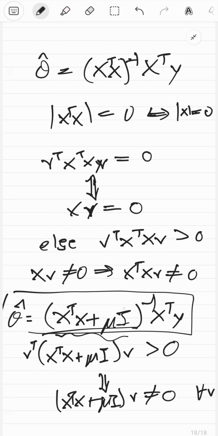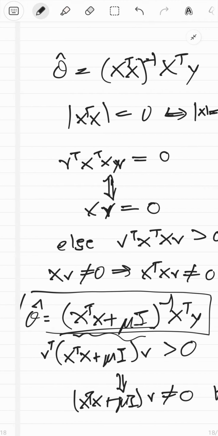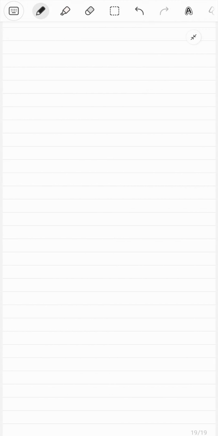Like, why did I just put a mu I over there? So one thing you could do is set mu to be incredibly small, so that numerically you can solve these things, but then it doesn't make all that much of a difference really. Another thing you could do is find something that actually uses this formula, and that something is called ridge regression. So let's get into what ridge regression is.